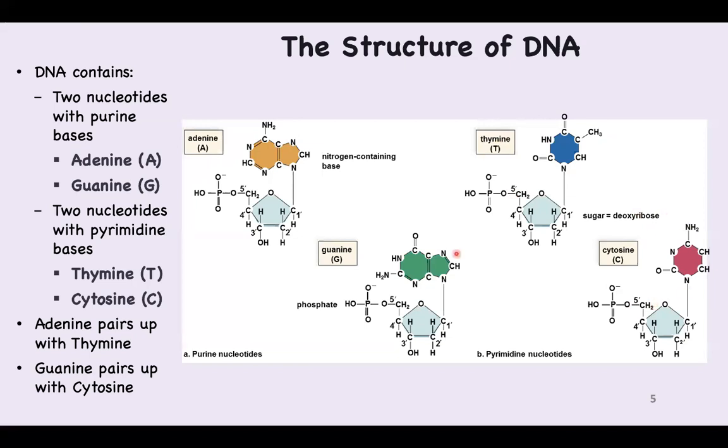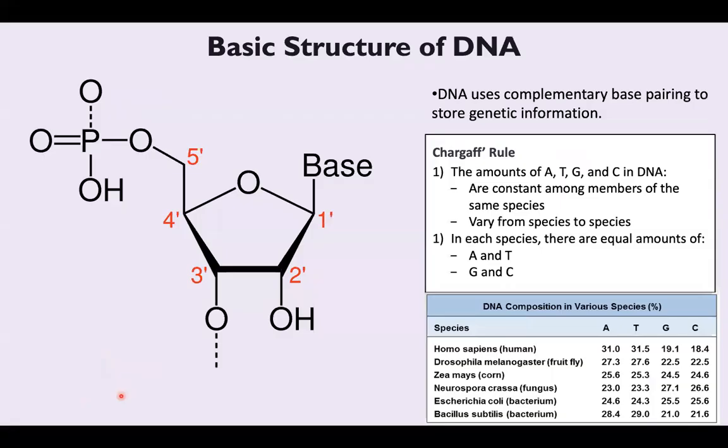Okay, usually during complementary pairing of the bases, adenine will pair up with thymine. Purine will connect with pyrimidine base. So adenine will pair up with thymine, A with T. Guanine pairs up with cytosine, so G is with C. A, T, G and C. Okay, you have to remember that. So this is the basic structure of DNA. DNA uses complementary base pairing to store genetic information.